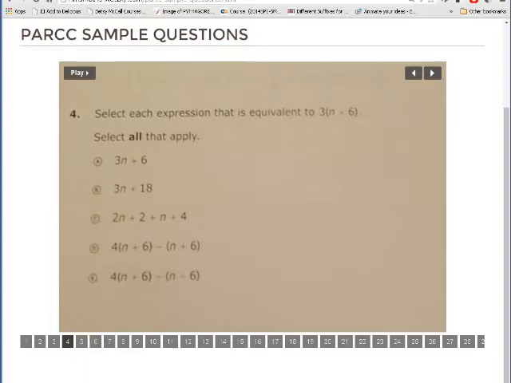Whereas here, that 3n plus 18, that would be our first true statement. If we've got 3 times n plus 6, remember our distributive property says essentially that you have to multiply 3 to n and you multiply 3 to 6. And so it would become 3n plus 18. Because 3 times 6 is 18, 3 times n is 3n.